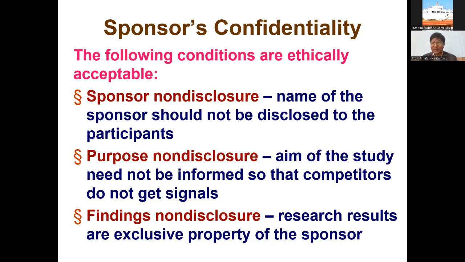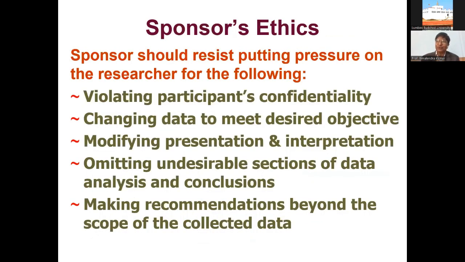These are the following conditions which are ethically acceptable. Sponsor non-disclosure: the name of the sponsor should not be disclosed to the participants. For whom he is doing the research, it should not be made clear by the researcher. Purpose non-disclosure: the aim of the study need not be informed so that competitors do not get signals. The researcher must be very much aware that they should not disclose the purpose of the research, why he is conducting research on this very topic. And then findings non-disclosure: research results are the exclusive property of the sponsor by whom he has been funded for the research. It should not become clear, otherwise it will be beyond the ethics.